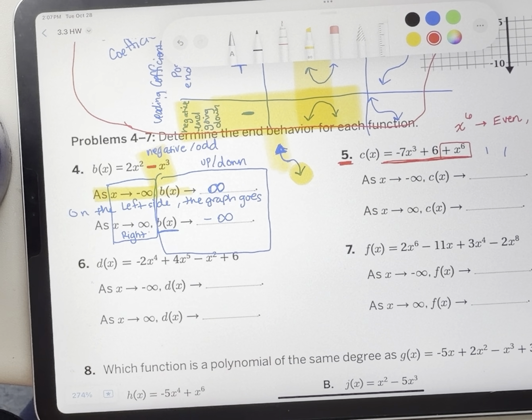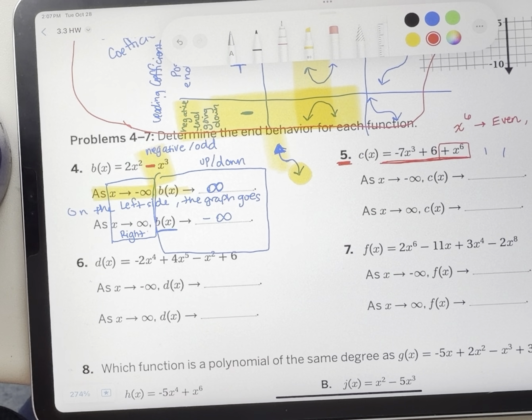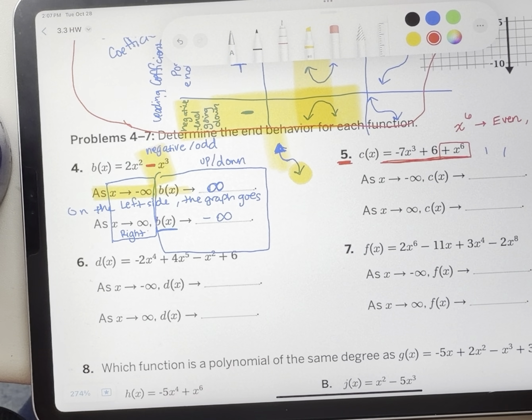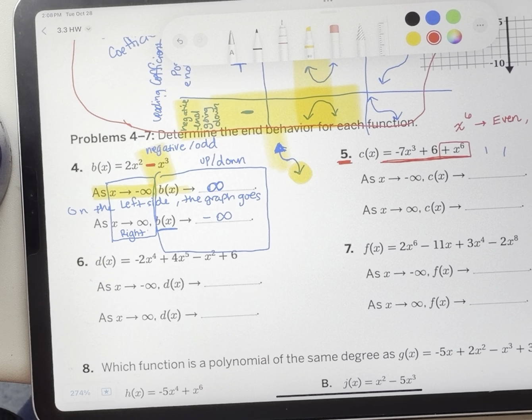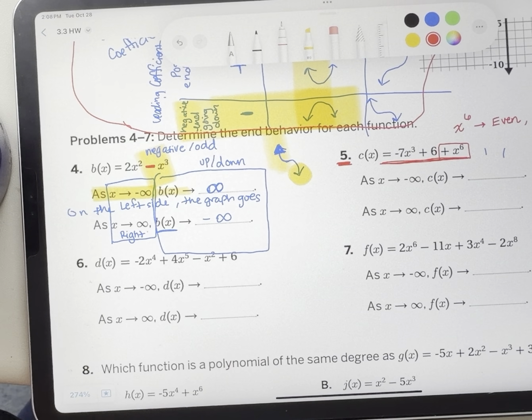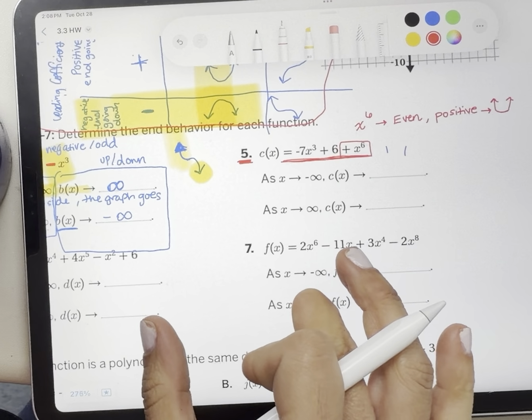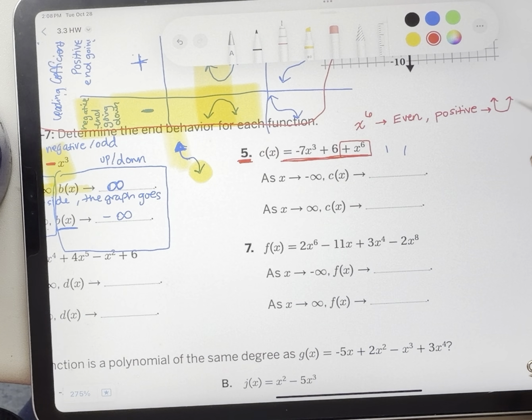That's it. You cracked it. You just got it. Yes, but let me slow it down and explain it. So the fact that it's even and positive means that it starts and ends the same way, and it ends up, which means it starts up. So that means I'm looking at this kind of a graph, this kind of a shape.